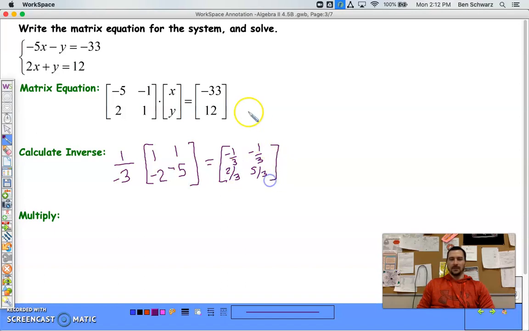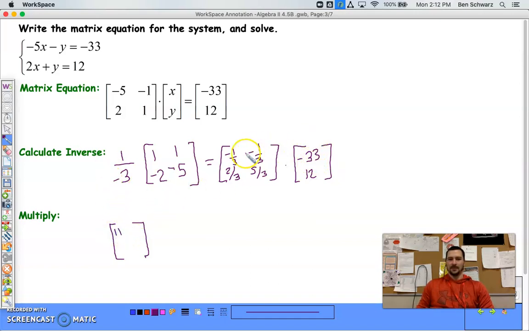So now that we have our inverse, we just got to take it times our constant matrix to get our answers down here. So to get x, take our row 1 times these two. So negative 1/3 times negative 33. Negative times a negative is a positive, and 33 divided by 3 is 11.